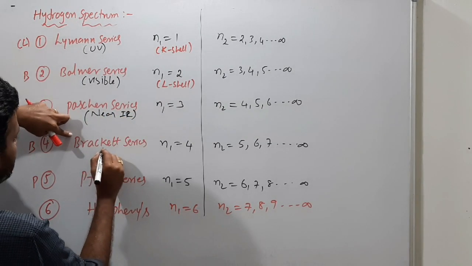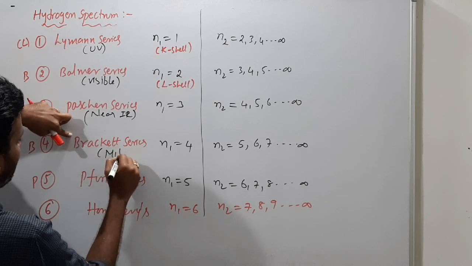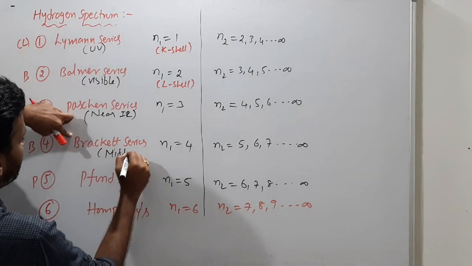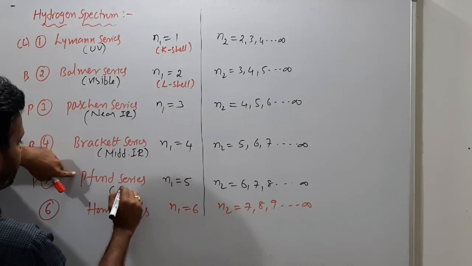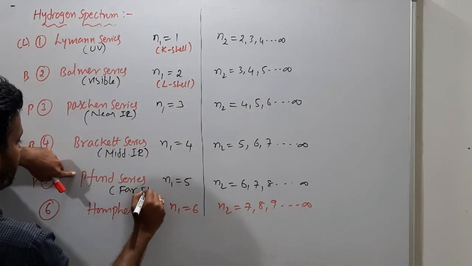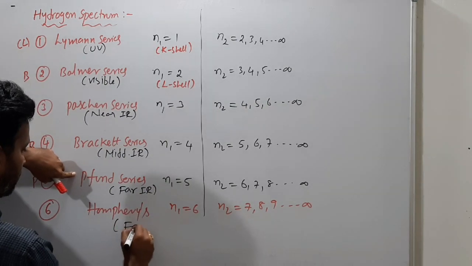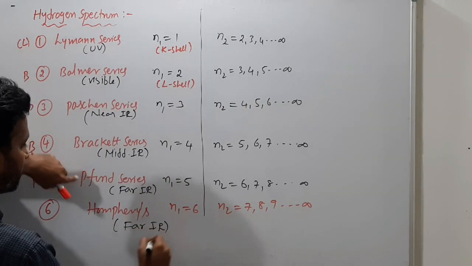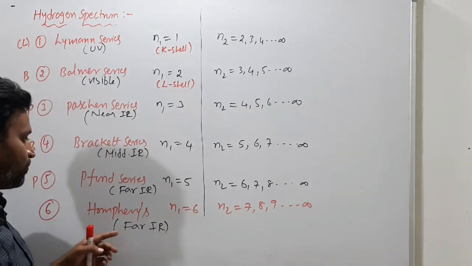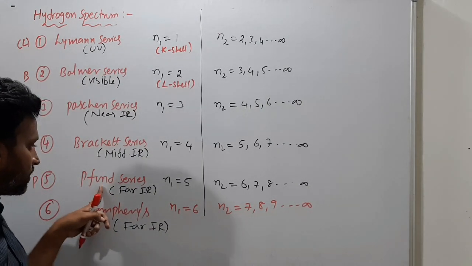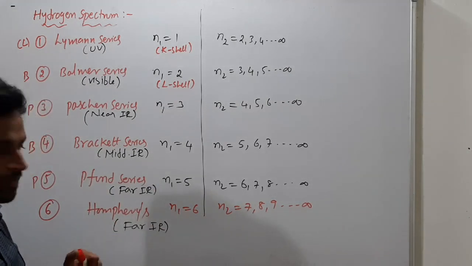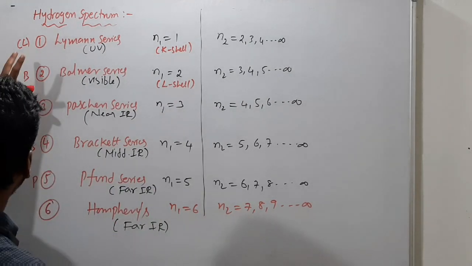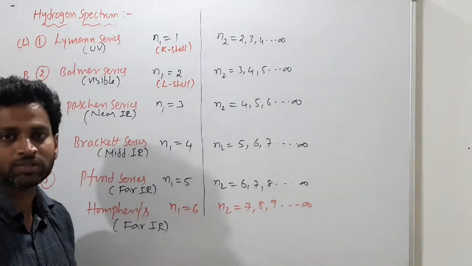And Brackett observed in what region? Middle infrared, okay, mid infrared. And Pfund observed in what? Far infrared. He also observed in far infrared, but the far infrared range is larger. The starting far infrared was observed by Pfund, the last far infrared ending was observed by Humphreys. This is not considerable; up to 5 are considerable for us.